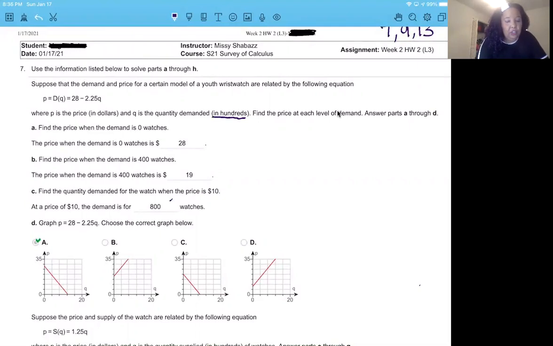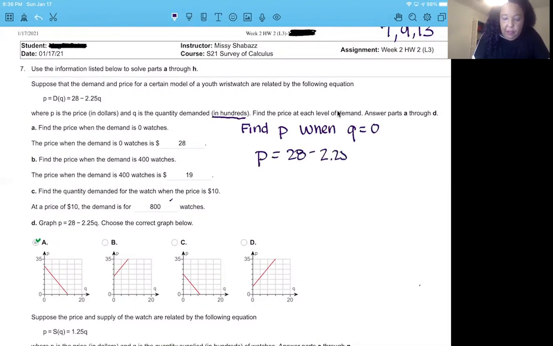Find the price at each level of demand. Answer parts A through D. Find the price when the demand is 0 watches. So we want to find P when Q is equal to 0, right? So P equals 28 minus 2.25 times 0. So we get exactly 28. All right, that was part A.